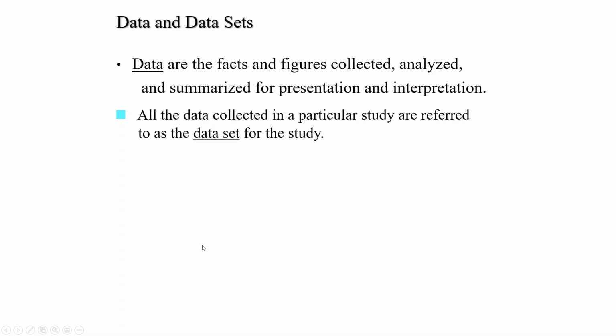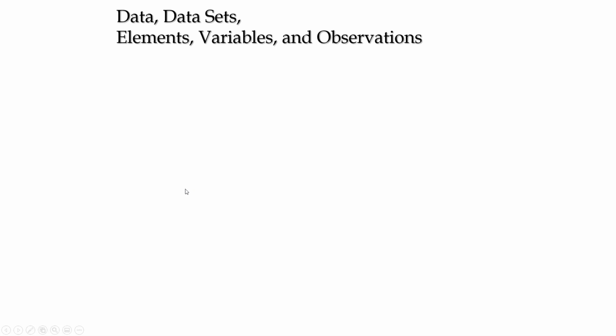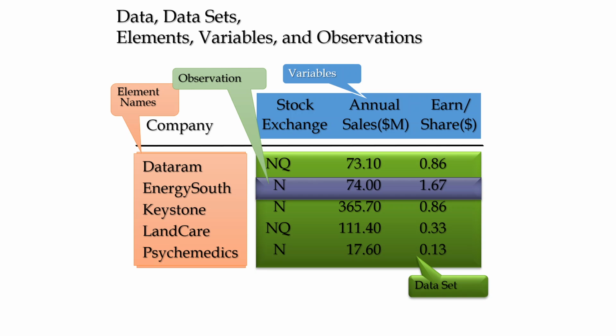In those slides, you not only will be able to see the data set, but also several very important components you have to know when you go outside to collect data, or collect data from online. The important elements are elements, variables, and observations. So let's look at this chart first.